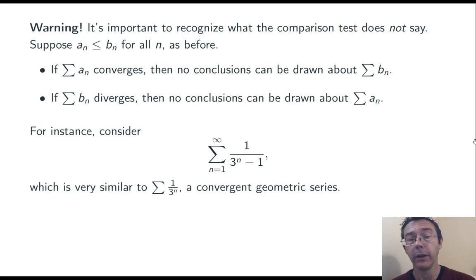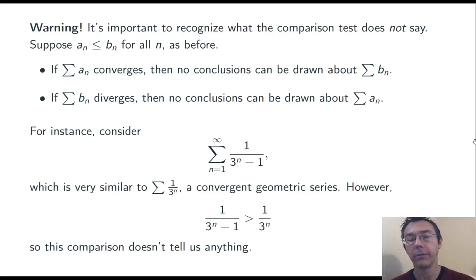Sum n equals 1 to infinity, 1 over 3 to the n minus 1. So your first instinct, after a little bit of practice with the comparison test, is to compare this with 1 over 3 to the n. That's a convergent geometric series, r equals 1/3. However, 1 over 3 to the n minus 1 is actually greater than 1 over 3 to the n, because going from left to right, I make the denominator larger, which shrinks the fraction. And being greater than a convergent series doesn't tell you anything at all. We can't draw any conclusions yet about the sum from n equals 1 to infinity of 1 over 3 to the n minus 1. We need a more sophisticated technique.